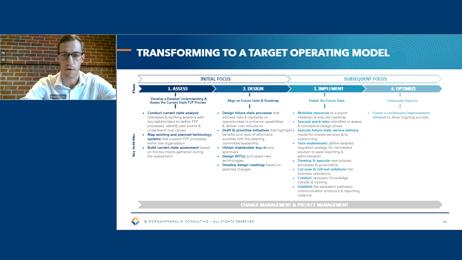And then obviously, once we implement, we're not done, right? We want to continue to improve in the optimization phase. So remember that the target operating model is meant to support that strategic vision. So as the larger P2P vision changes, we need to make sure that the operating model changes to support it. And that's just done through fostering a continuous improvement mindset and culture. And so Morgan Franklin plays a critical role in this, because going across all four phases, we ensure effective change management, but also effective project management to support the transformation effort.